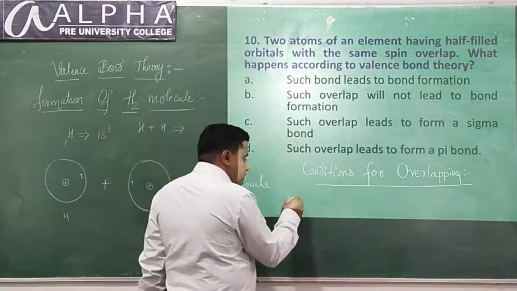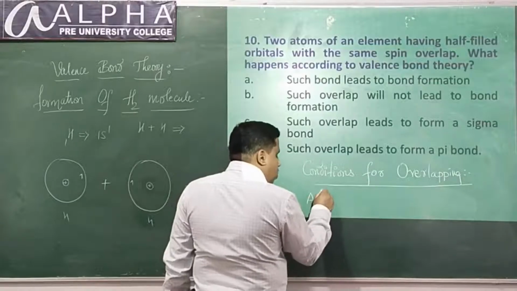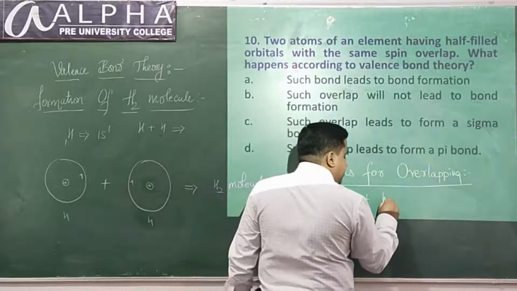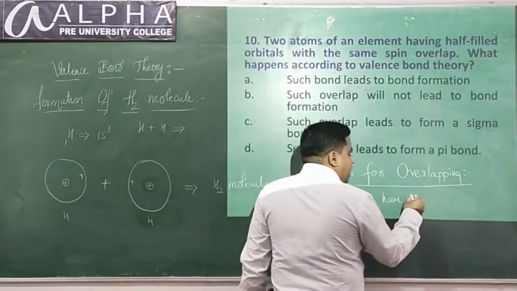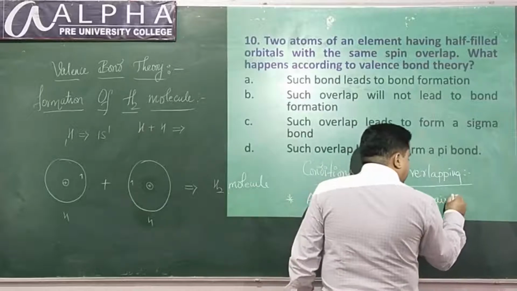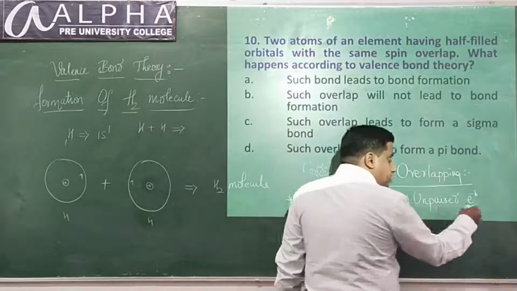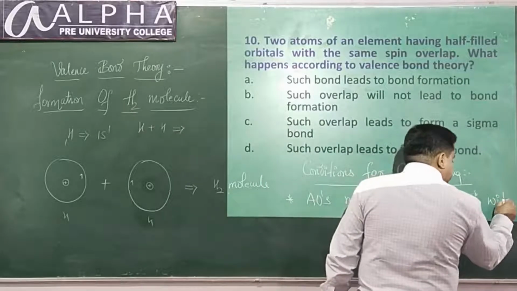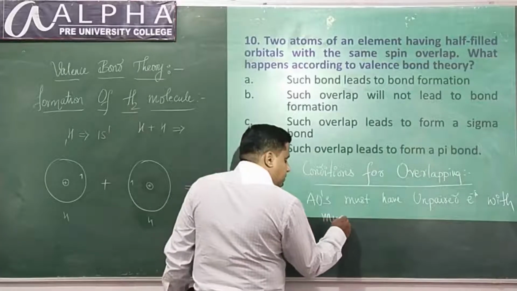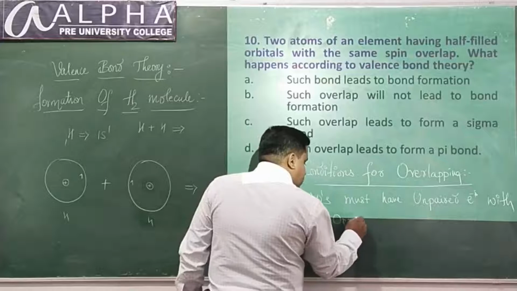One thing is, the overlapping atomic orbitals must have unpaired electrons, and these unpaired electrons must be of opposite spin. Must be of opposite spin, not the same spin.